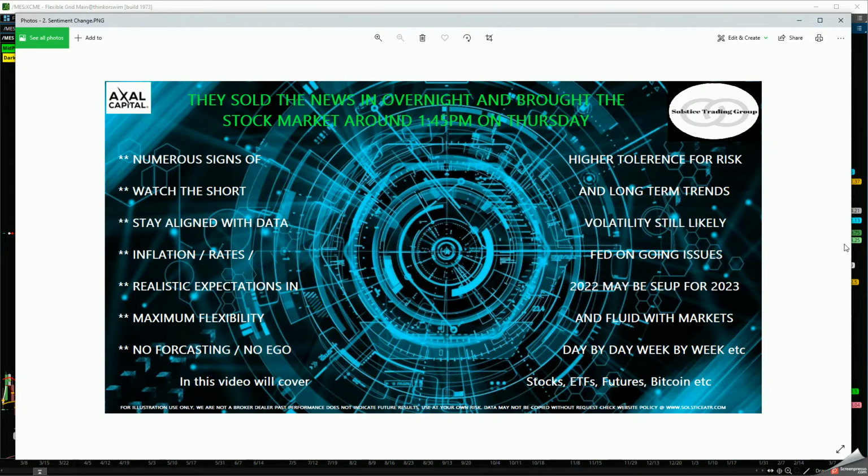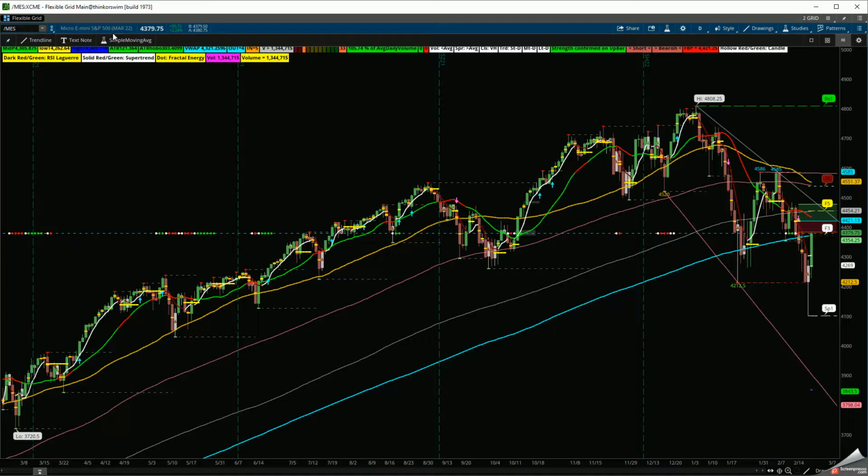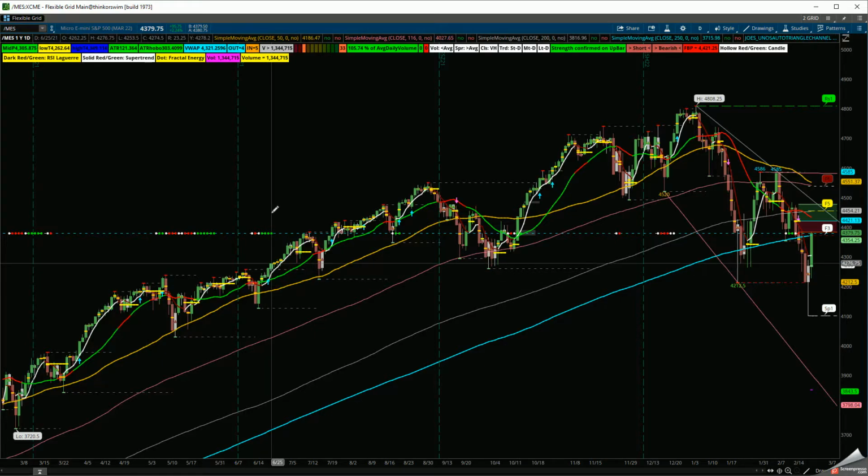So let's go by breaking it down step by step, and I'm going to use the micro ES because I do not have fibs on it, and we'll go from there. Here we go. I have the micro ES S&P 500. As we can see, this was the annual March low. This is the May low, and we retested part of the June low as well as the July.